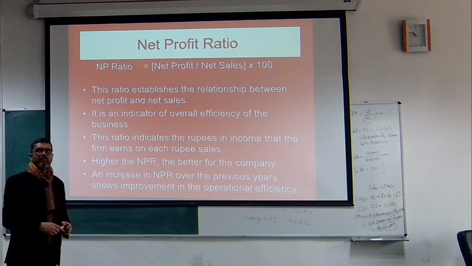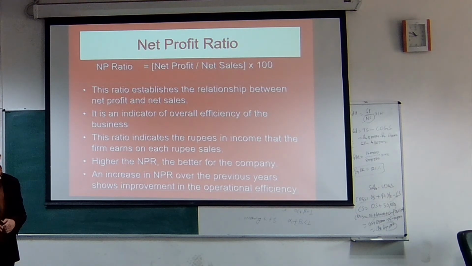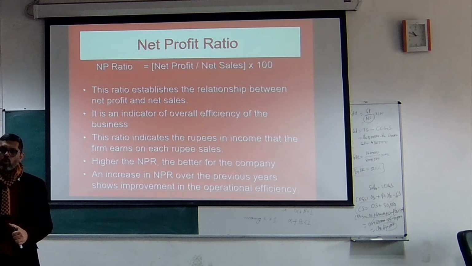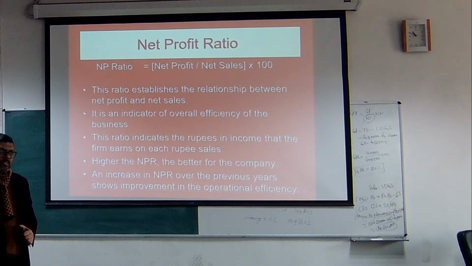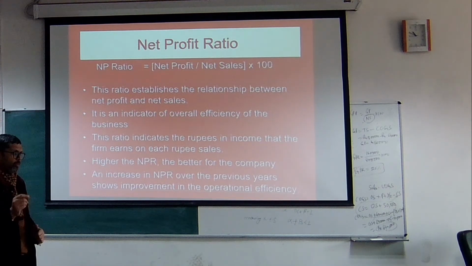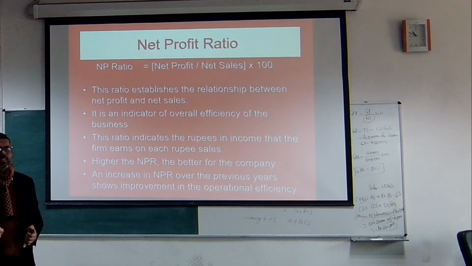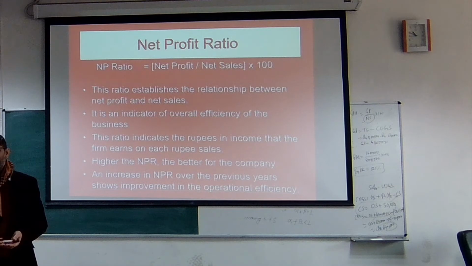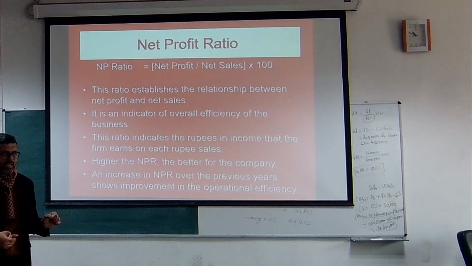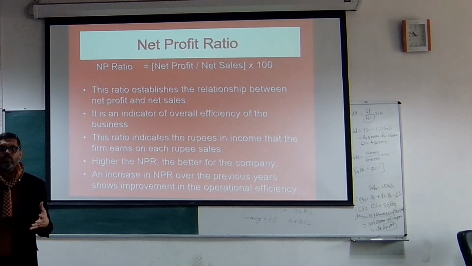The formula for net profit ratio is net profit upon net sales into 100. All right. Easy to remember the formula? Now this ratio establishes the relationship between net profit and net sales. What does this ratio communicate? If a company has 1 rupee of sale, how much net profit is the company able to generate from it? अगर कंपनी ने 1 रुपये का सेल किया है तो कंपनी को कितना नेट प्रॉफिट उस पे हुआ है.